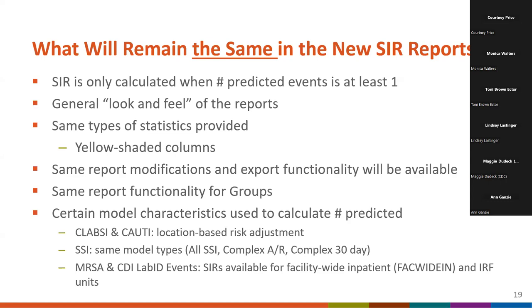For surgical site infections, we have 3 model types, and those model types will still exist under the new baseline. We have the all SSI model, the complex AR or complex admission readmission model, as well as the complex 30-day model. And for MRSA and CDI lab ID events, those SIRs will still be available for the facility-wide inpatient location, what we call FACWIDEIN. It will also be available for inpatient rehab facility units.